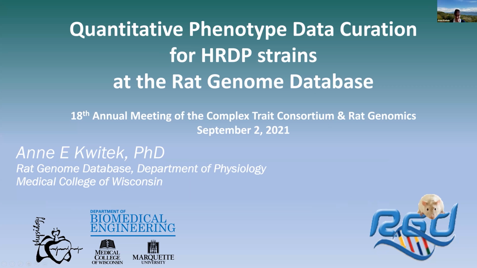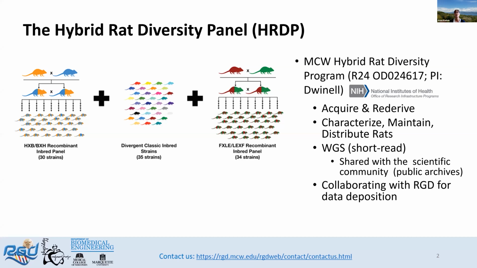Thank you for letting me talk about some of the quantitative phenotype data curation we're doing, and specifically in the HRDP strains, because we've heard a lot about this panel in previous talks. So the hybrid rat diversity panel, just as a reminder, is a panel of 96 different strains that were selected to have genetic diversity and are really helpful for genetic studies, especially for complex traits.